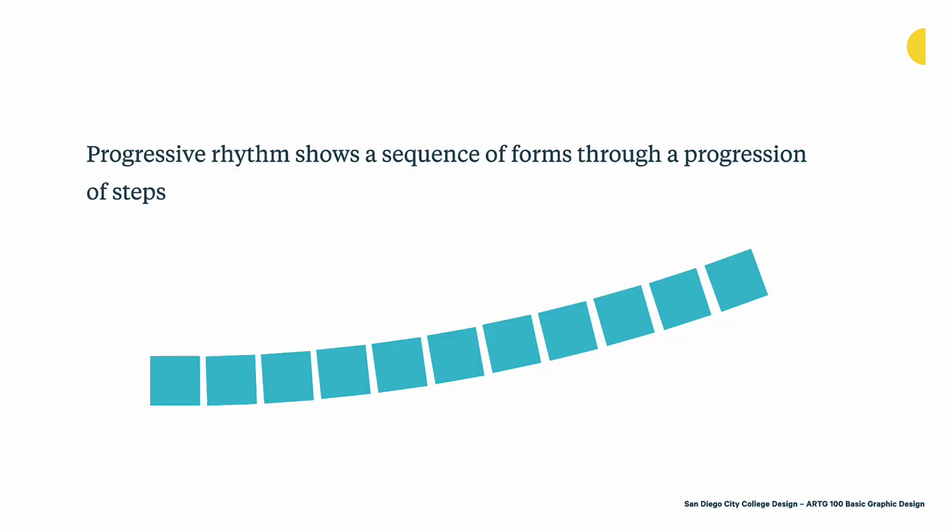A progressive rhythm shows a sequence of forms through a progression of steps. So here we have fewer planes or squares, but they're moving and slightly rotating to create a feeling that it's lifting up, maybe like a plane taking off. So sometimes when we show rhythm like this and it changes at the same interval over and over, we actually create what we call a progressive rhythm, where it feels like something's happening. There's a progression that's occurring in the design.